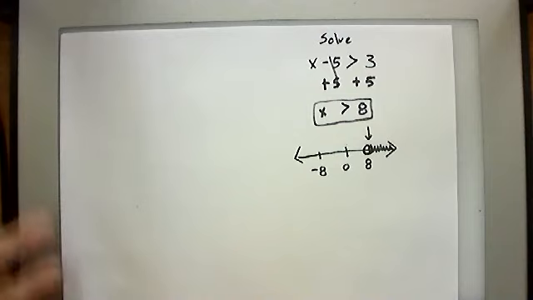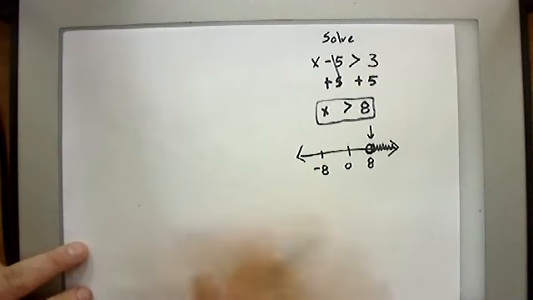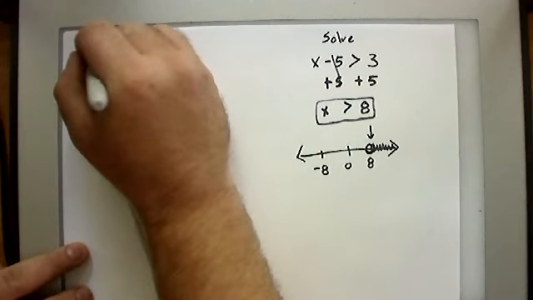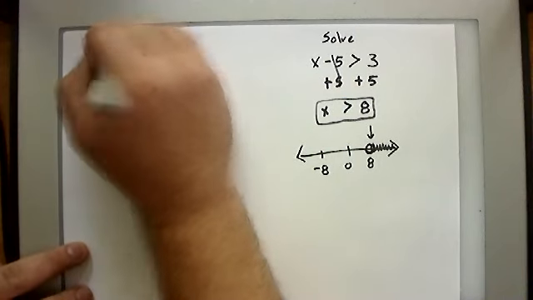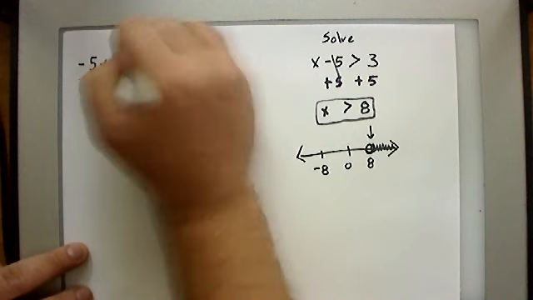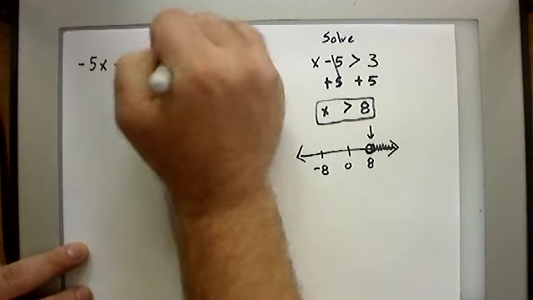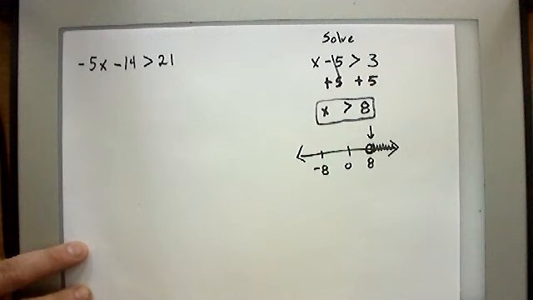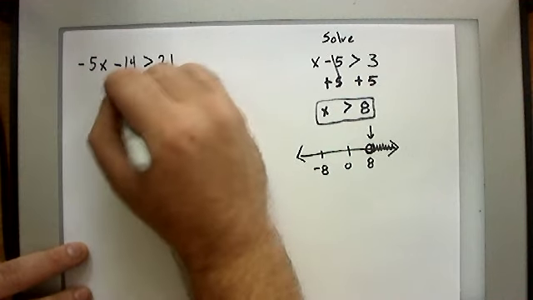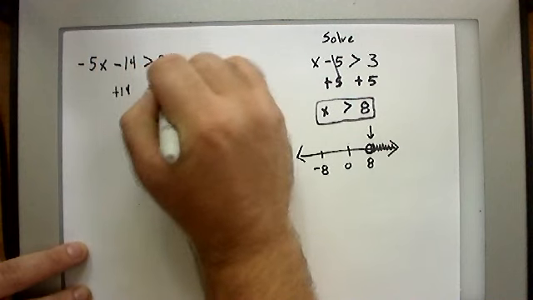Now, there is one other rule, which we'll get to right now. I just didn't want to throw everything at you at once. Let's say we had to solve something like this: -5x minus 14 is greater than 21. Just whatever, something like that. So same idea. How would you solve it? The same way you solve anything else. You go ahead and get X by itself, maybe add 14 to both sides, right?